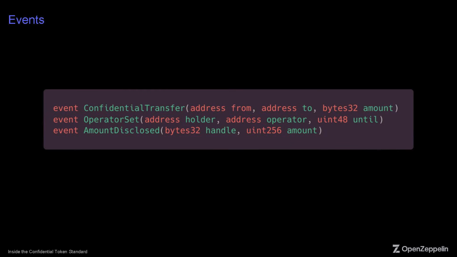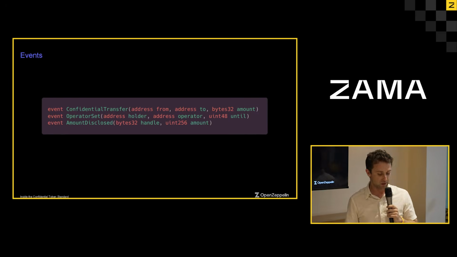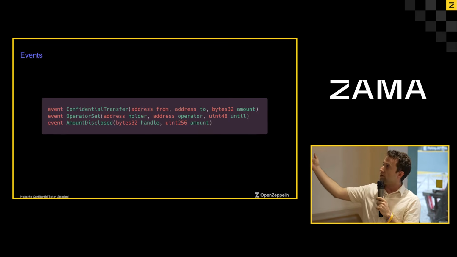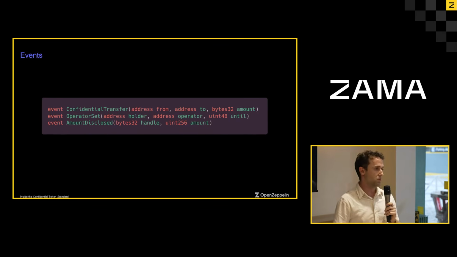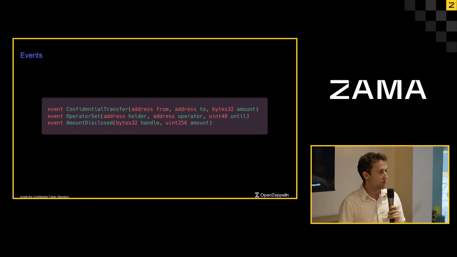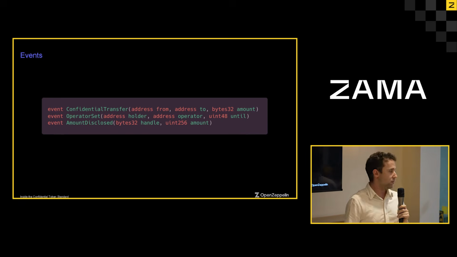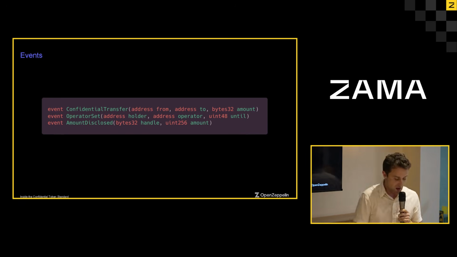ERC 7984 defines 3 events. We have the transfer event, which again, we have the from, we have the to, which are both not encrypted at all. So again, you can see where the tokens are coming from, you can see where they're going to, but the amount is bytes32, and that is really anything. We allow implementations to redefine what that is. So generally an off-chain pointer, and that amount could be a ciphertext anywhere.